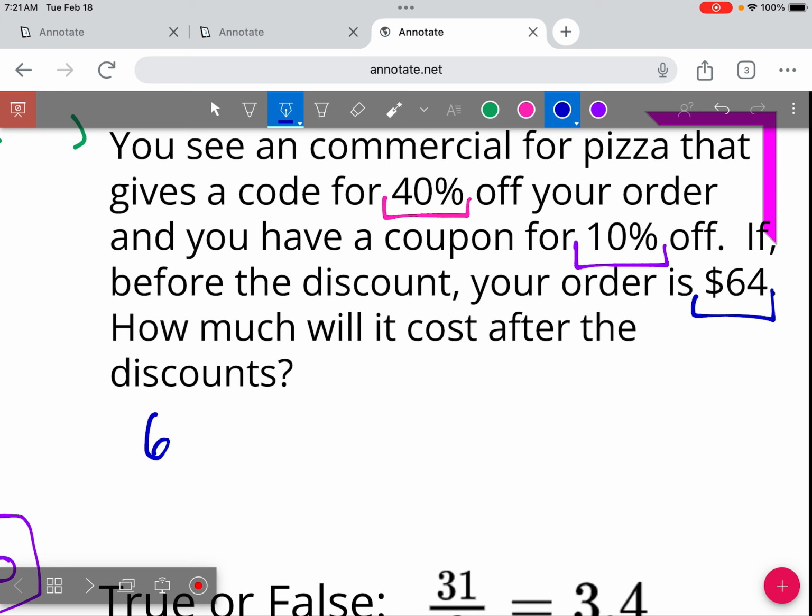So if I take my $64, my total bill, and I want to take 40% off, I could multiply it by 0.4, or like 0.40 if it helps us to see it, where I take my percent and write it as a decimal. That would give me what my discount is.